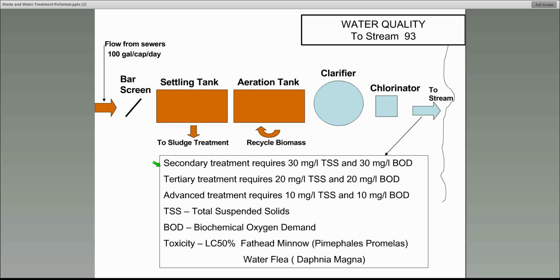Okay, looking at the water quality that goes to the stream, you want 30-30 for secondary. Tertiary, you want the solids to be 20 milligrams per liter, BOD to be 20. Advanced treatment would be 10-10.